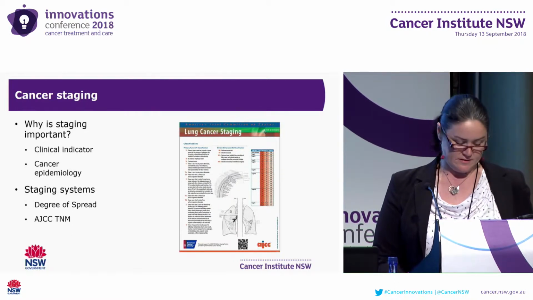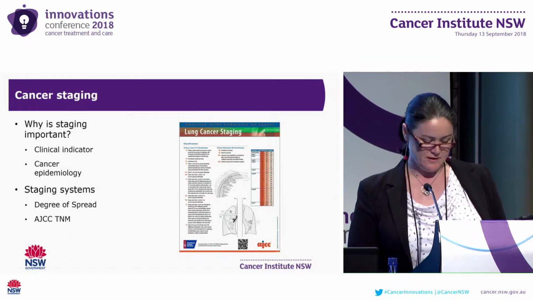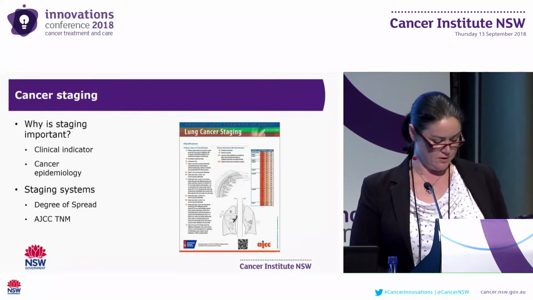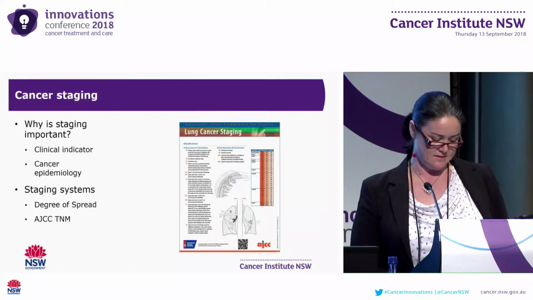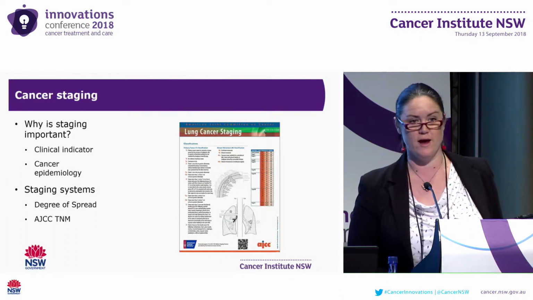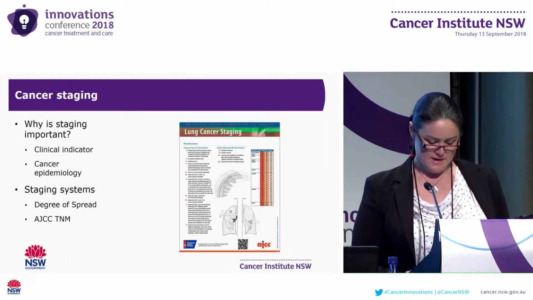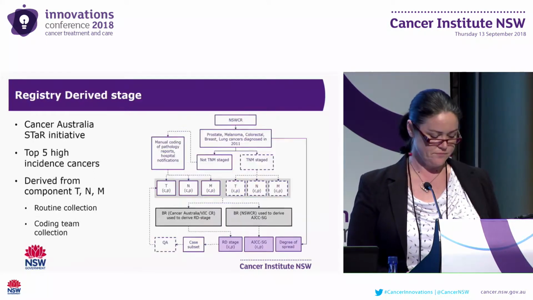The TNM staging system, or tumour node metastasis stage classification, is developed by the American Joint Committee on Cancer, AJCC, and is widely considered the gold standard staging system. You can see here in the example for lung cancer, it's really comprehensive. There's lots of sub-staging and lots of rules that go along with how to stage a cancer.